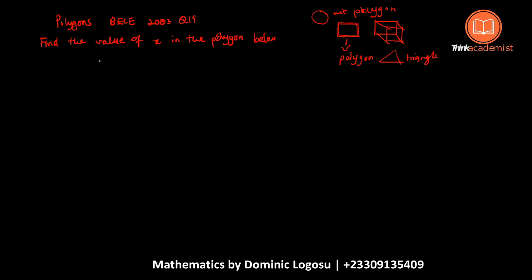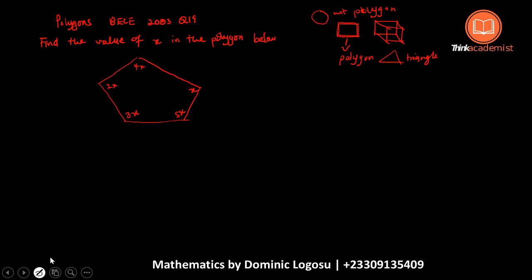Okay, so let's do the drawing. This is the drawing. We have x, we have 5x, we have 3x, we have 2x, we have 4x. Okay, so they are saying we should find the value.